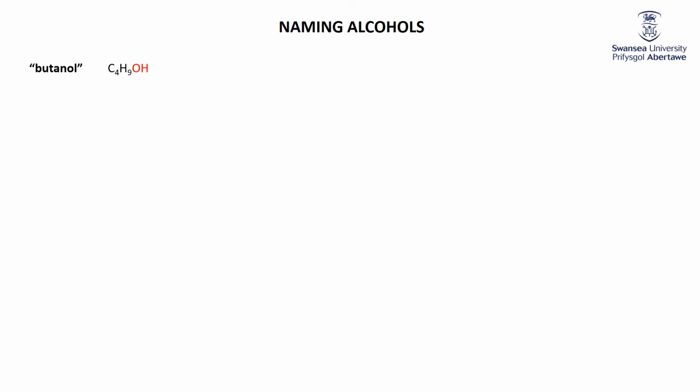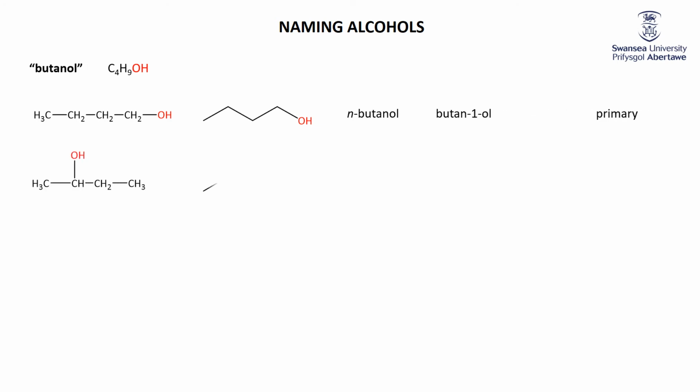C4H9OH. Now of course you can have the usual straight chain isomer, so 4 carbons in a row followed by OH. That of course is n-butanol or butan-1-ol, and it's a primary alcohol.